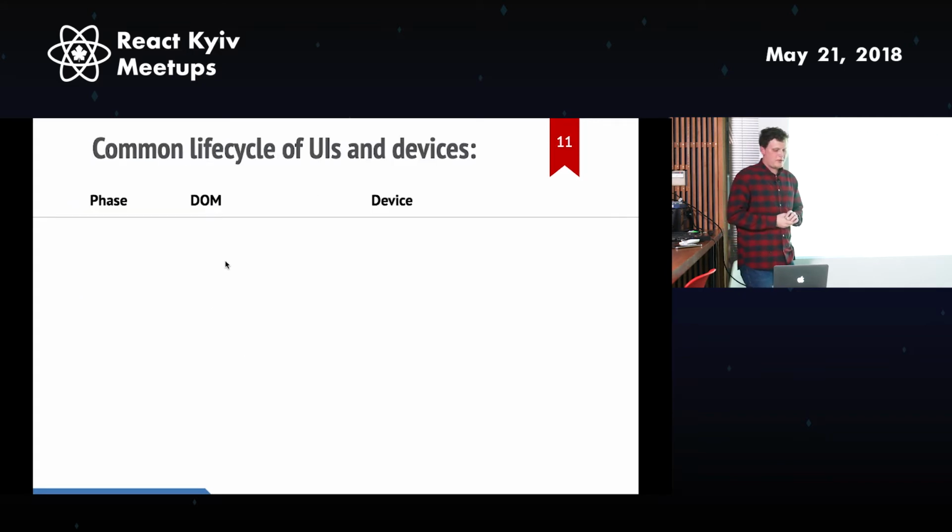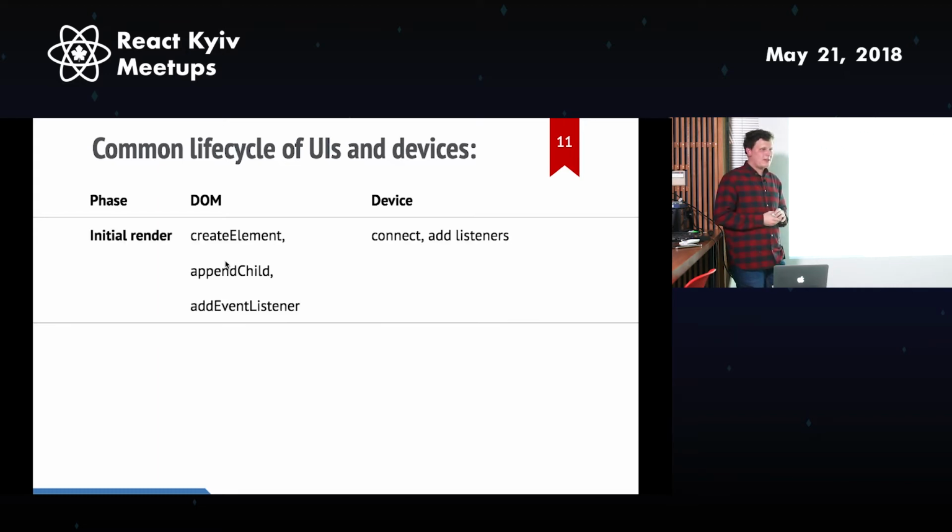I've been thinking about the life cycle of user interfaces and devices, and they actually have a lot in common. The first phase, I'd call it the initial render, is something that happens in the beginning when you start working. When you work with the DOM, you have a few methods that are called when React initializes the element, like the div. For a device, you have something similar. If you have some kind of device, whether it's an Arduino board or a smart home device, you still have to connect to it.